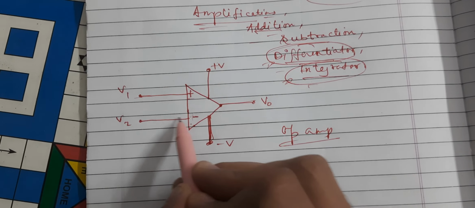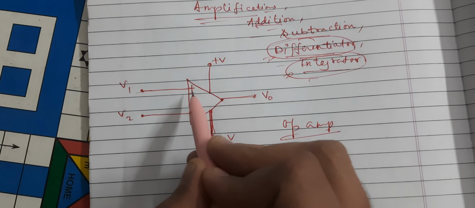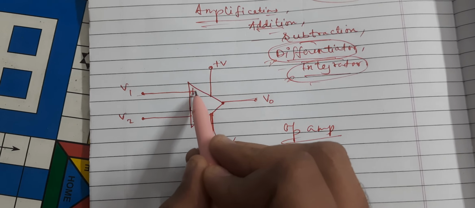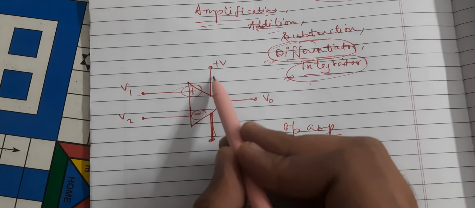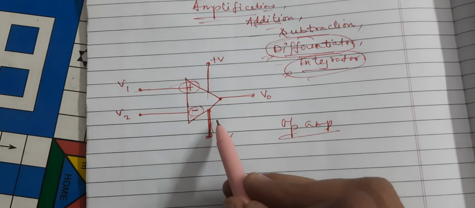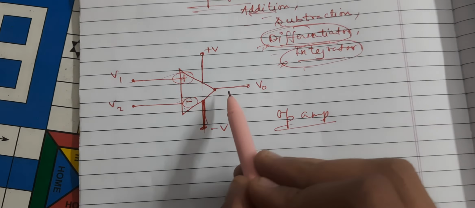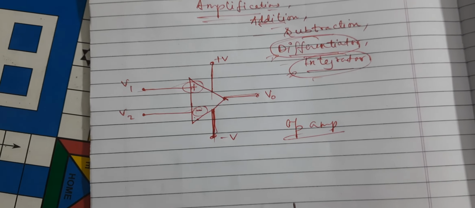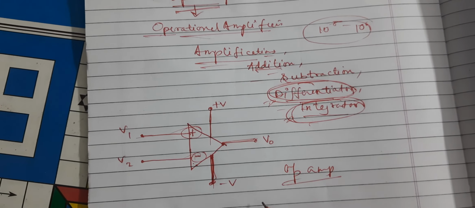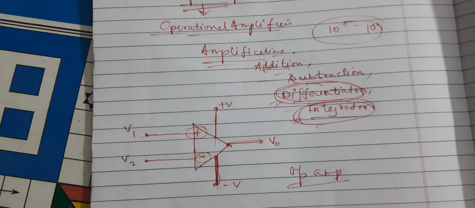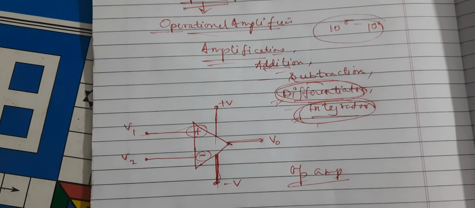These are the two input terminals. One is connected to the non-inverting side and one is connected to the inverting side. This is the positive power supply, this is the negative power supply. This is the output voltage. Today we are going to discuss two of the most important operations, which are the differentiator and the integrator.